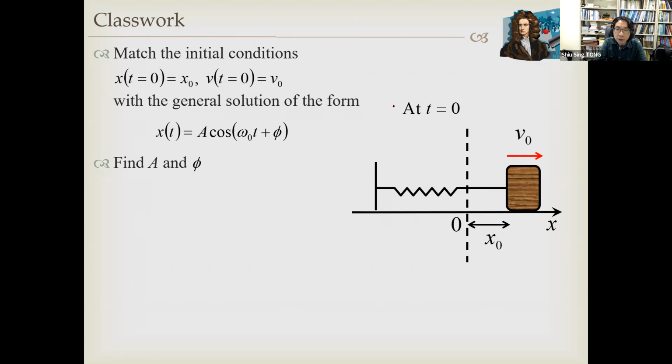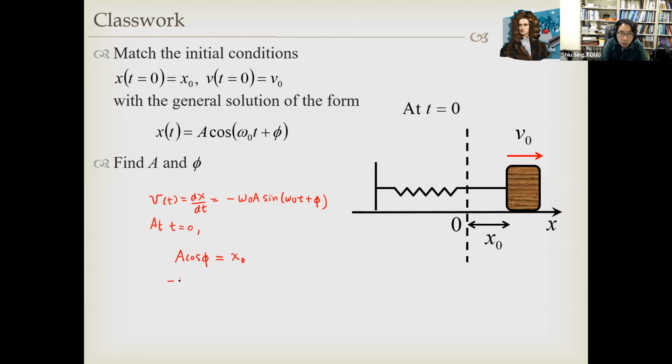Now maybe let's do it together. Now we have X, so V is just a straightforward differentiation of X, and that is minus omega naught A sine of omega naught T plus phi. So at time T equal to 0, I just put 0 in this expression, right? And so I got for X, A cosine phi is equal to X naught.